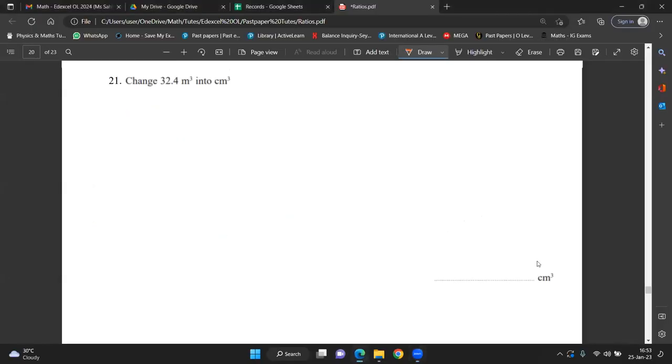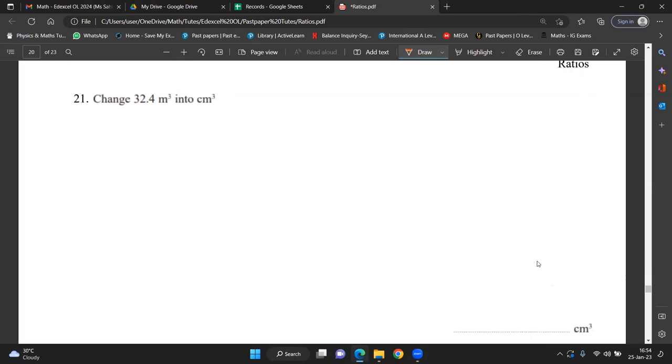Okay, now using that knowledge here, question 21 tells you, change 32.4 cubic meters into centimeter cube. Did I give you anything with powers at the moment in your note? No. Then do you think you have to do the same thing or there is something else that you have to do? Something else. Okay? Right.